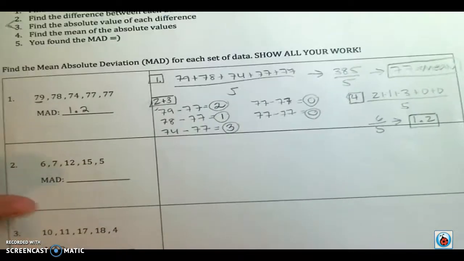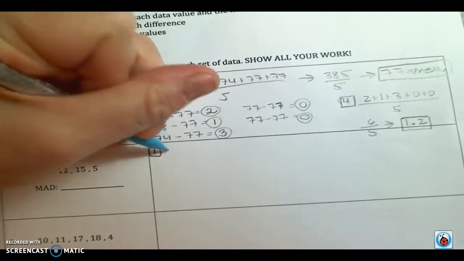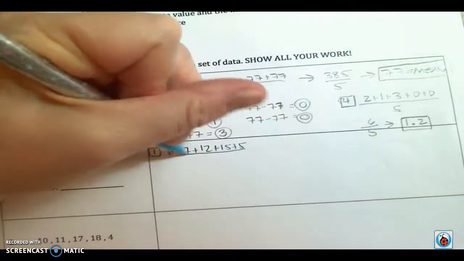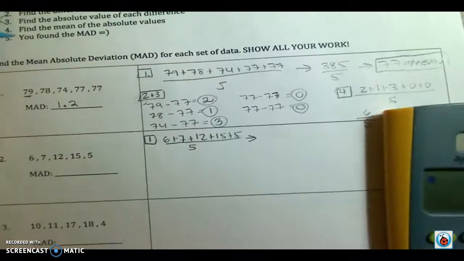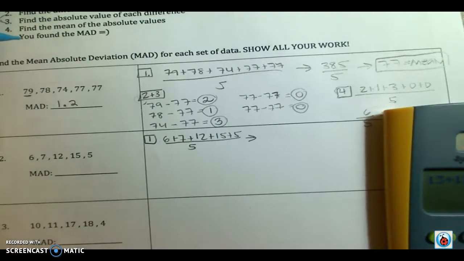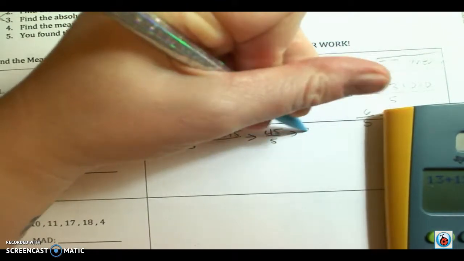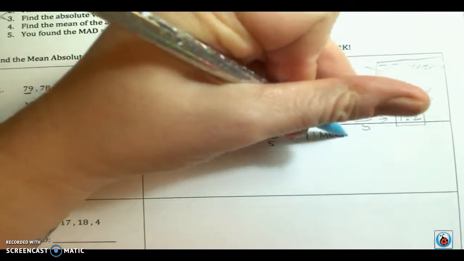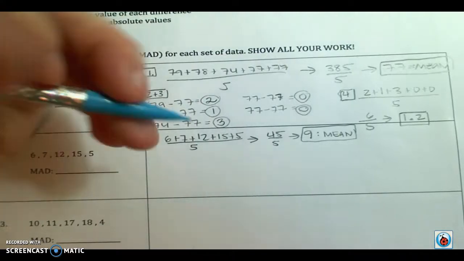All right, let's go ahead and do number 2 together. I'm going to pick up the pace a little bit. Now step 1, find the average. 6 plus 7 plus 12 plus 15 plus 5. That's 1, 2, 3, 4, 5 numbers, divided by 5. I got 45 divided by 5. So my average is 9. It's always good to label your numbers anytime you find them, so that if you lose track of what you're doing, you can always go back to them.